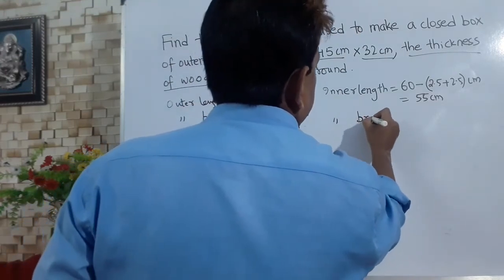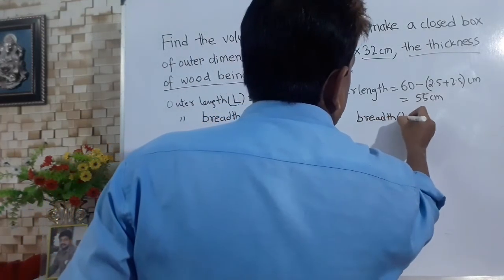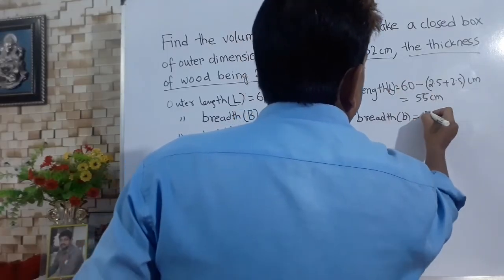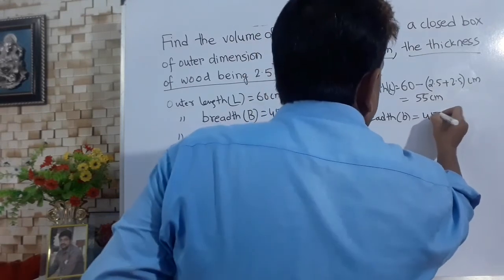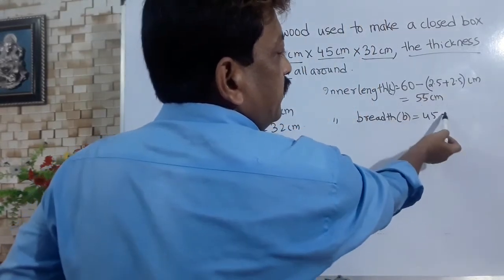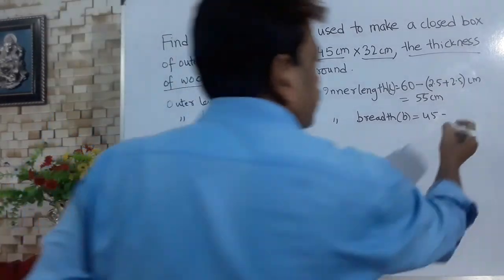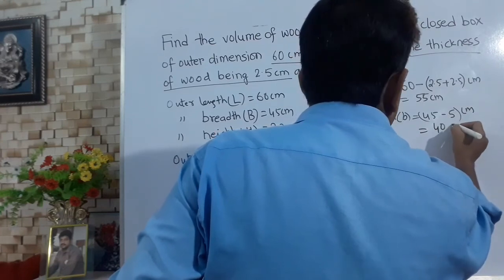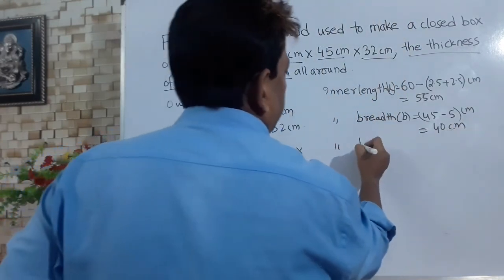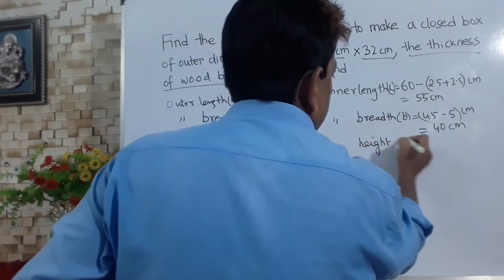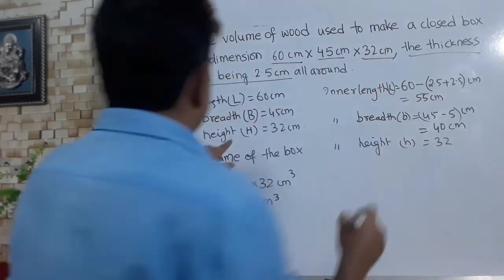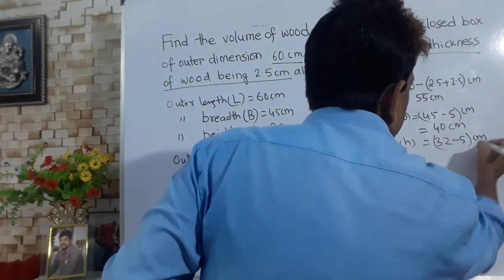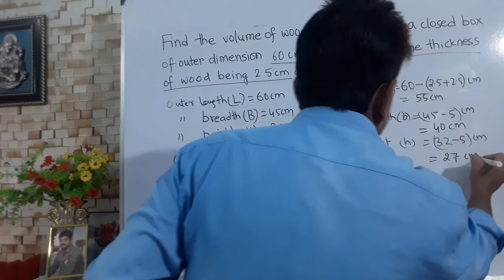Inner breadth, small b, suppose inner length is small l, inner breadth b is 45 minus 5. I am doing this subtraction directly: 2.5 plus 2.5 is 5, so I am writing here directly 45 minus 5 is 40 centimeter, and inner height small h equals to 32. Here, outer height is 32, so inner height will be 32 minus 5, that is 27 centimeter.